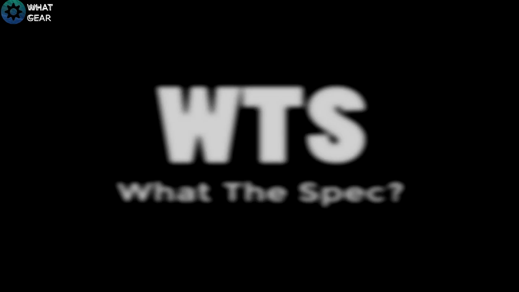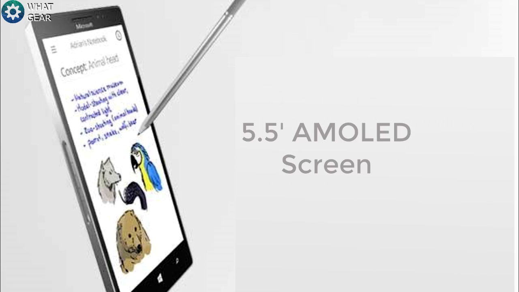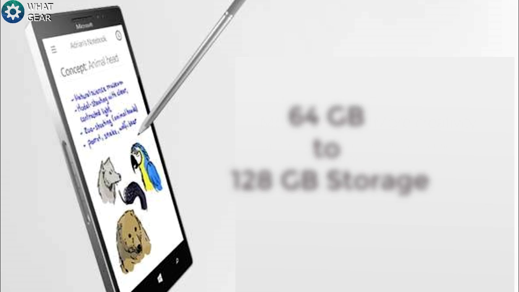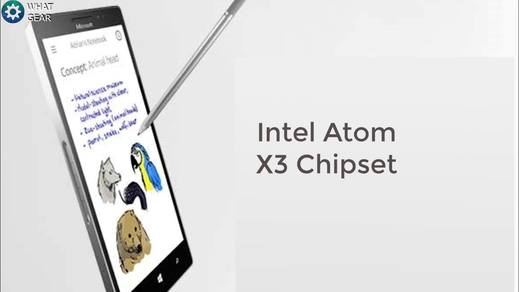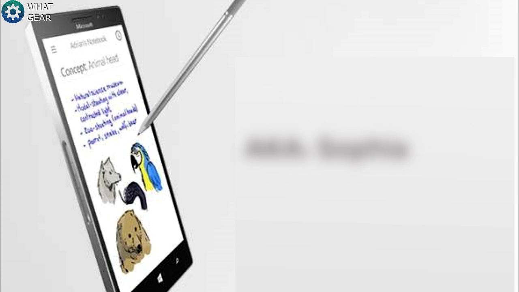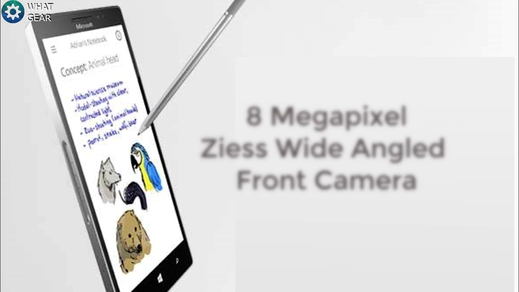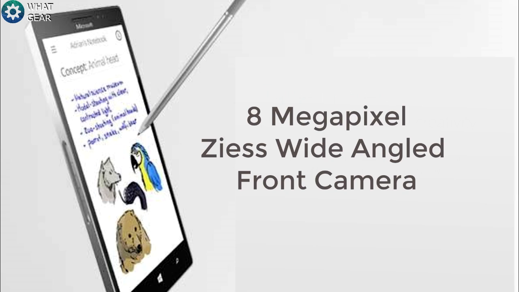So let's run through the expected specs real quick. We should hope to see a 5.5-inch AMOLED screen, which is 1440 by 2560 pixels with 4GB of RAM. Inside, we'll have a 64GB storage, up to 128GB, as well as an Intel Atom X3 chipset, codenamed Sophia. And on the back of the phone, we should have a 21MP PureView Zeiss 6 lens camera. And on the front, we'll have an impressive 8MP Zeiss wide-angled front camera.